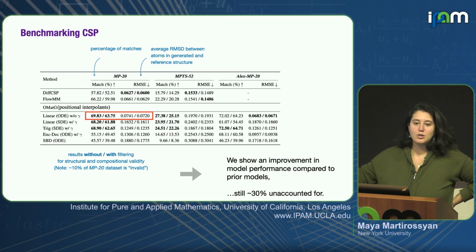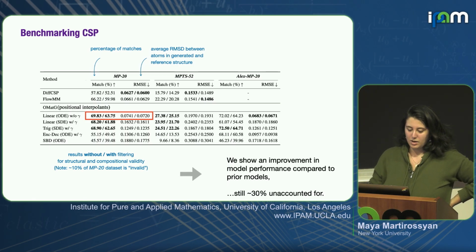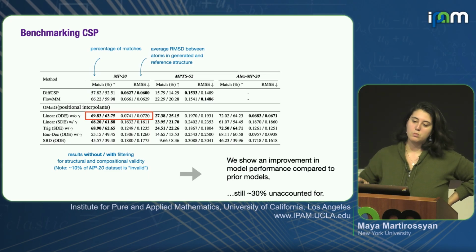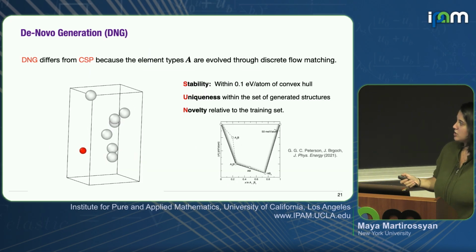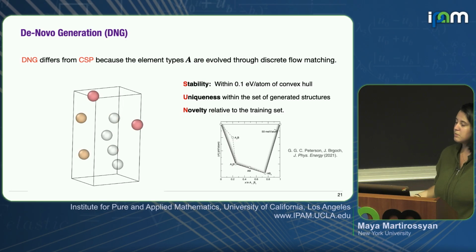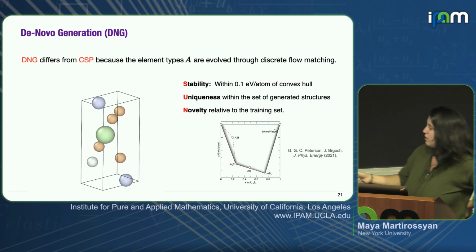Still roughly 30% unaccounted for. So we're hitting around 70 in terms of how much of our test set we can reliably repredict. That's kind of the question that's being asked. Okay. And then with de novo generation, the primary benchmark that we think about is stability, uniqueness, and novelty. So it's called a SUN score.